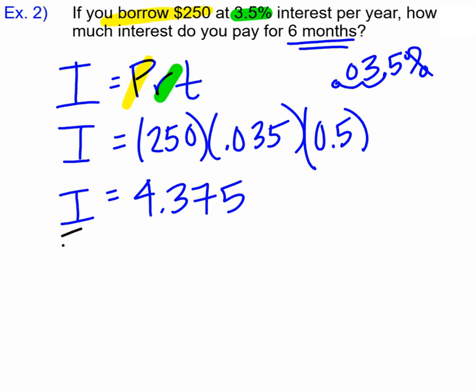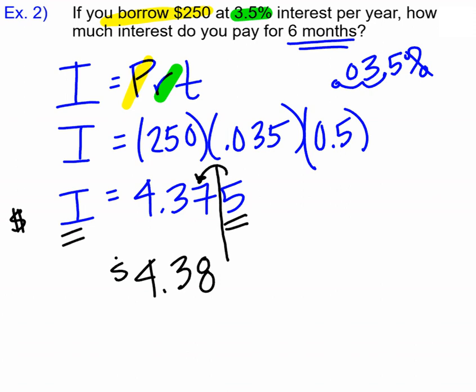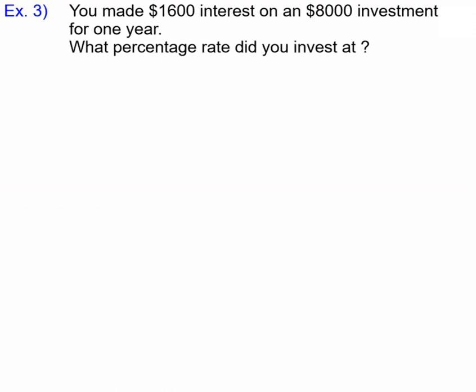Now, remember, interest is money, so we need to make this look like money. There are too many decimal places here. I'm going to draw a line right there and evaluate this. This 5 tells us that we need to round the 7 up, so this becomes $4.38. And that's how much interest would be paid for 6 months at 3.5% interest if you were to borrow $250. Both of those problems are pretty straightforward. In this next one, we're going to look for something different.